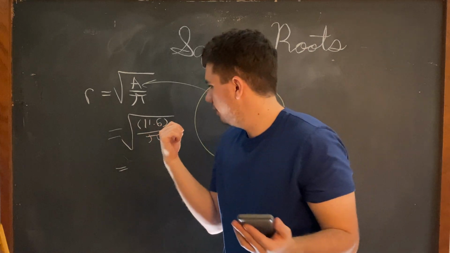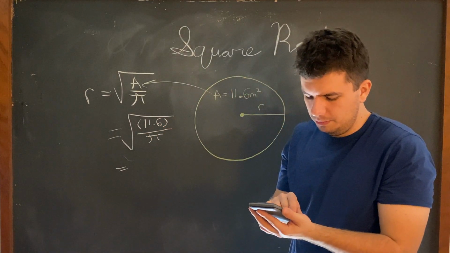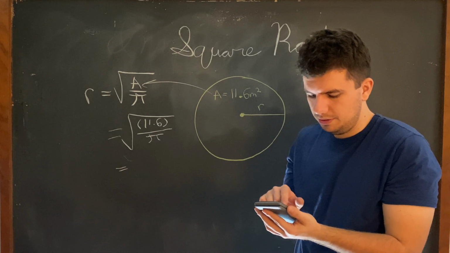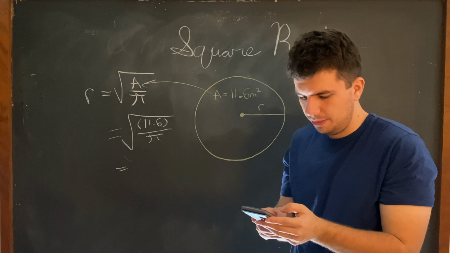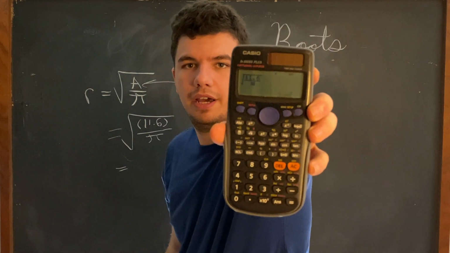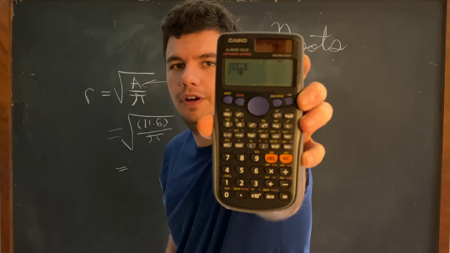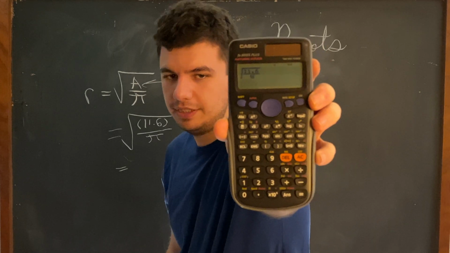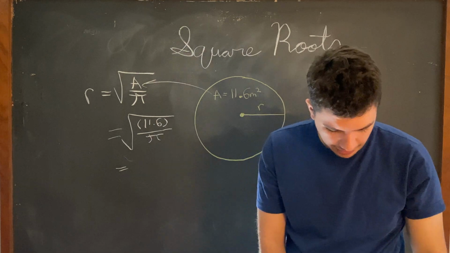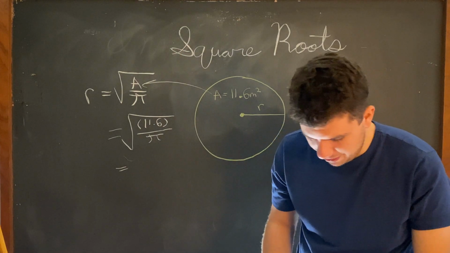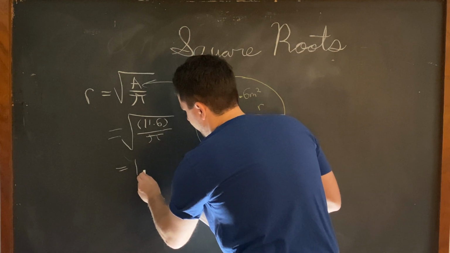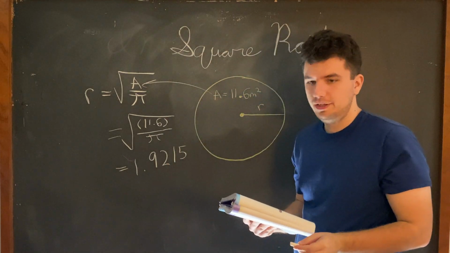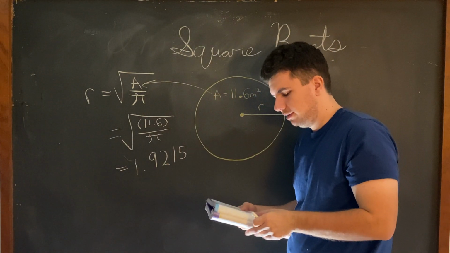When I'm punching this in, it's going to be 11.6 divided by pi, and it's going to look like that on my calculator. So I have the square root, and then I have the area over pi. Hopefully you can see that. If not, we'll show you in the live lesson. My answer here is going to be about 1.921 on my calculator. We have to make sure that we round this number, and we only want about 2 decimal places when we're doing this sort of math.